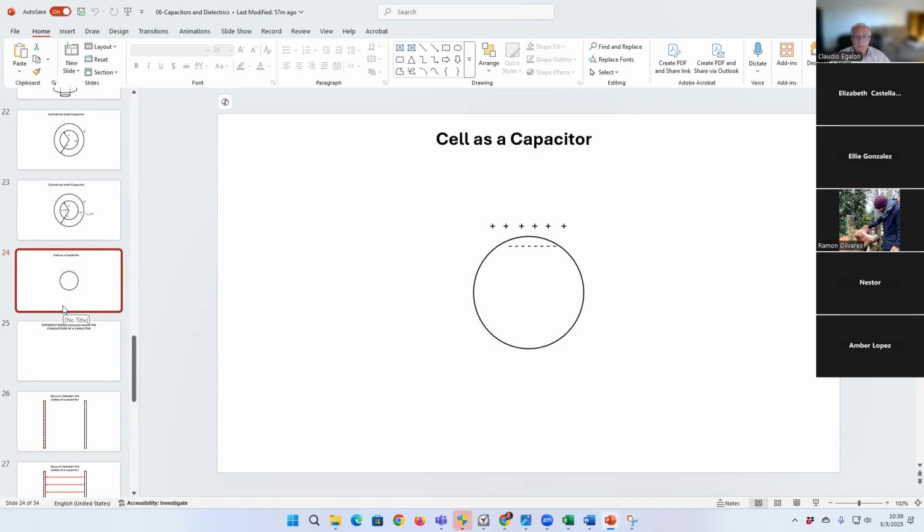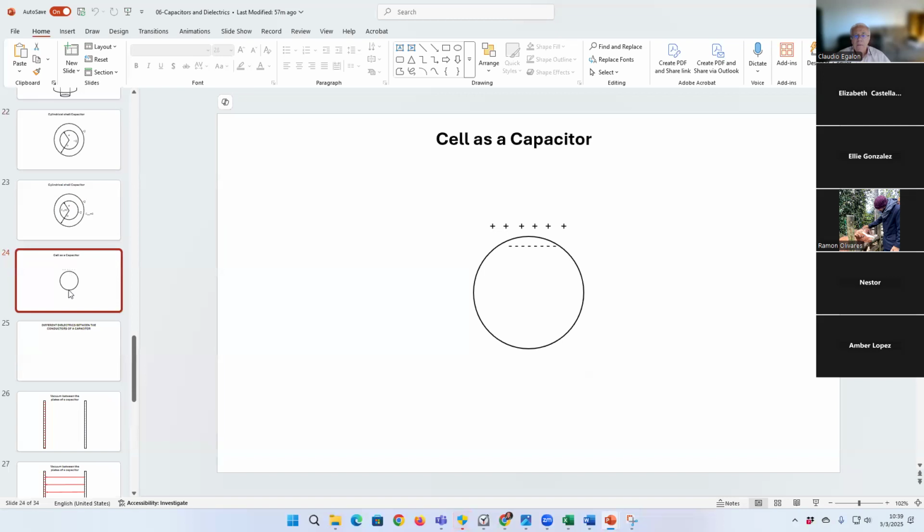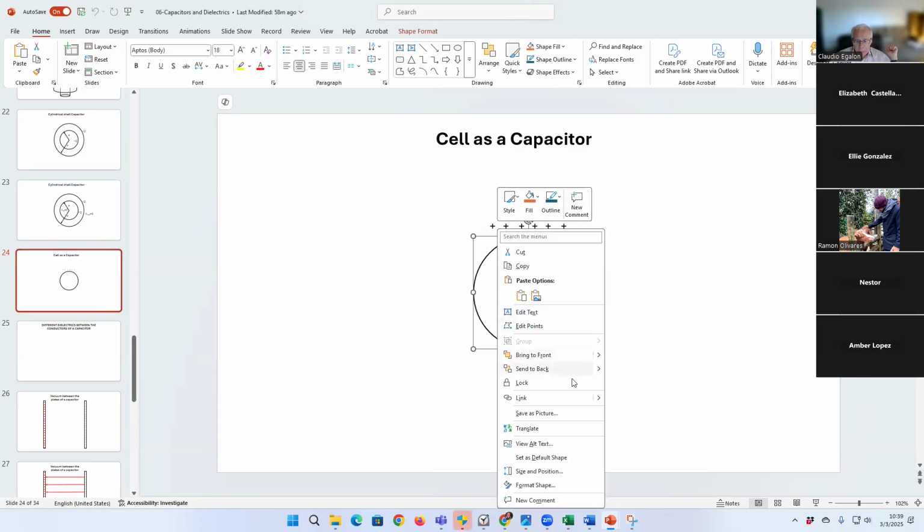Cell as a capacitor. Oh, cells, okay. You folks that are in biology, many cells out there behave just like a capacitor. We have the inside of the cell, and then we have the membrane. And I'm going to make this membrane a little bit thicker.